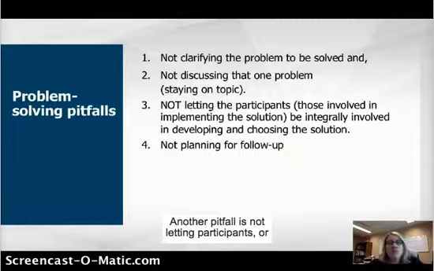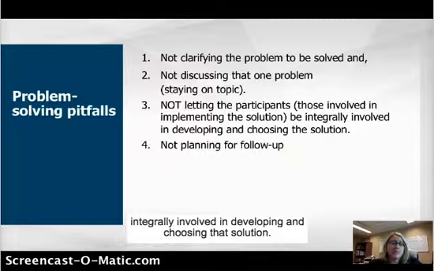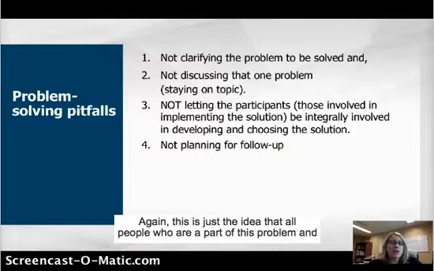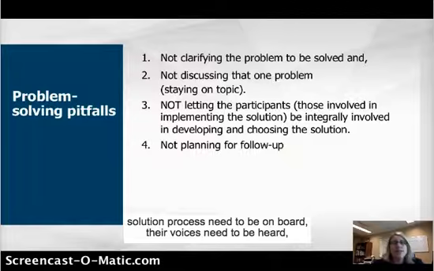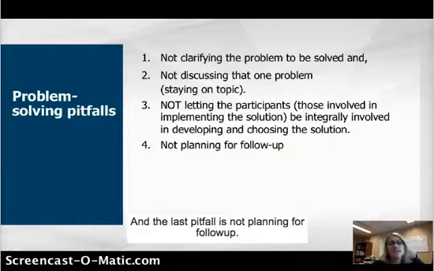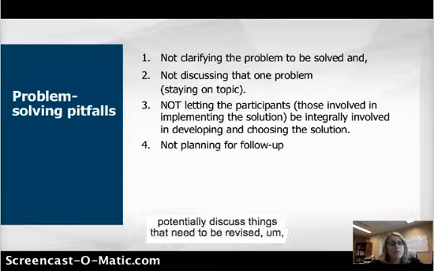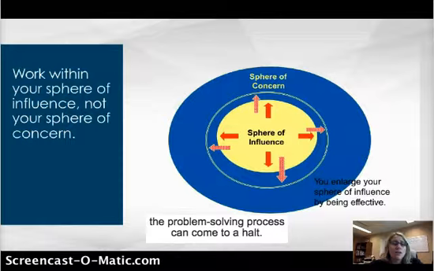Another pitfall is not letting participants or those involved in implementing the solution be integrally involved in developing and choosing that solution. Again, this is just the idea that all people who are part of this problem and solution process need to be on board, their voices need to be heard, and we need to come to consensus about how to solve the problem. And the last pitfall is not planning for follow-up. Again, when you don't have time to regularly meet and discuss progress or potentially discuss things that need to be revised, the problem-solving process can come to a halt.